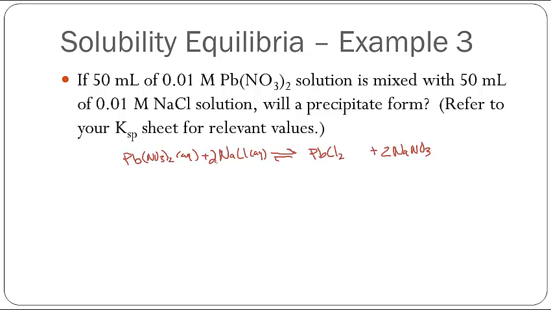All right, at this point, I think you should be here. Now, we know that that is a solution and that is a solid. So really what we want for this is the net ionic equation. So we have Pb2+ (aq) plus 2Cl- (aq) makes PbCl2 solid.